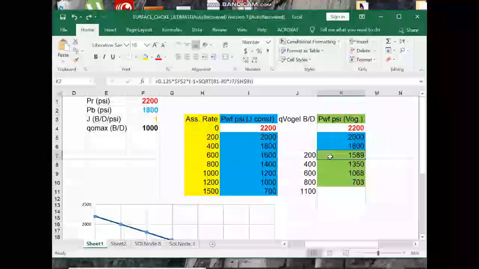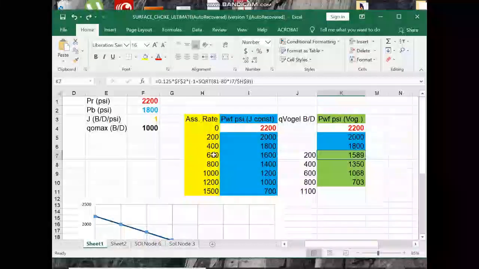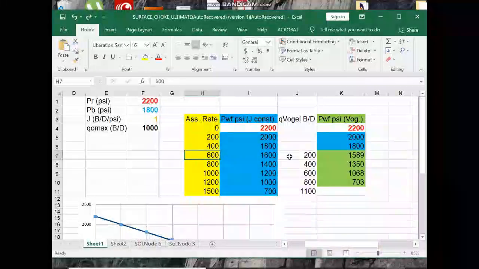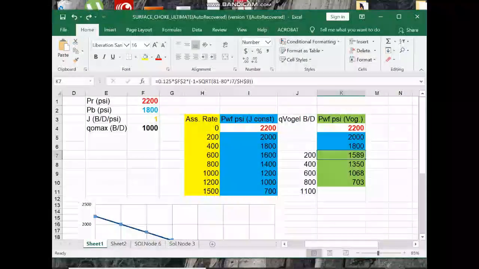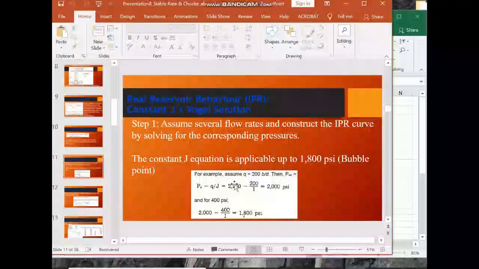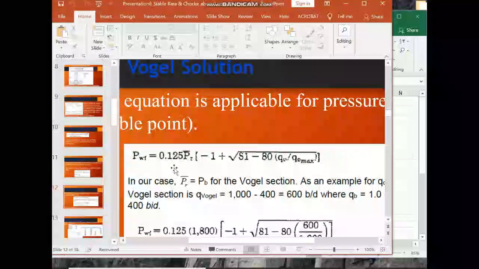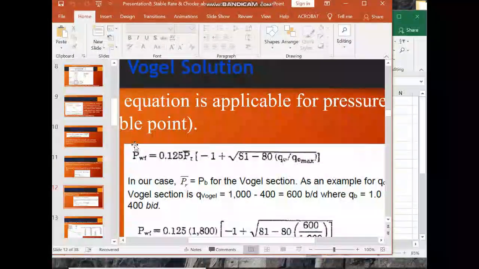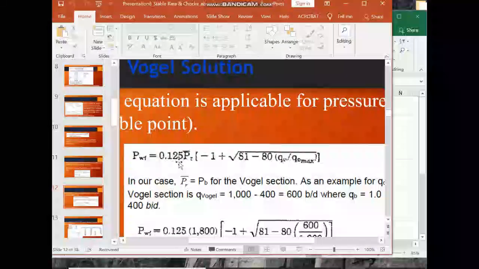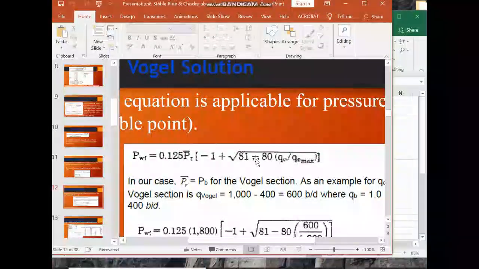So to get the pressure after the bubble point, which is 600 barrels per day, we use the formula that I showed you before. It's this formula to estimate the well flowing pressure. It equals 0.125 times reservoir pressure. Here you should assume PB. For Vogel, the starting point is the bubble point pressure. Times minus 1 plus square root of 81 minus 80 multiplied by Q over Q max.